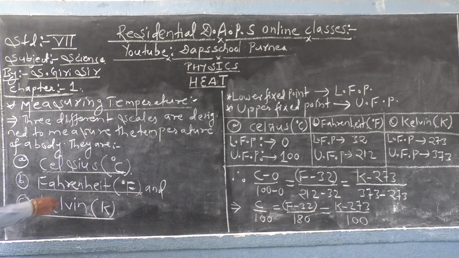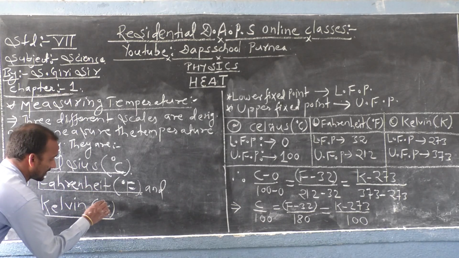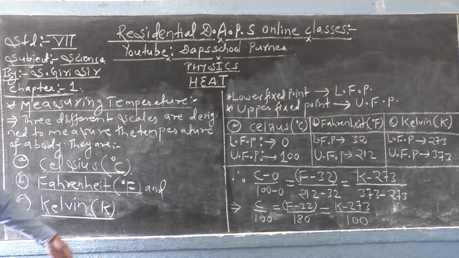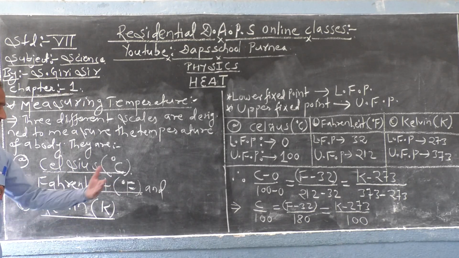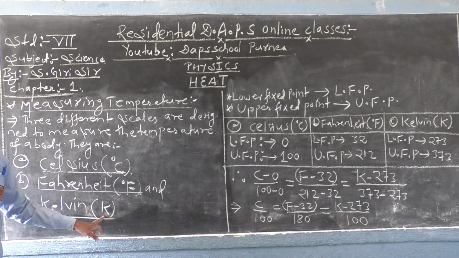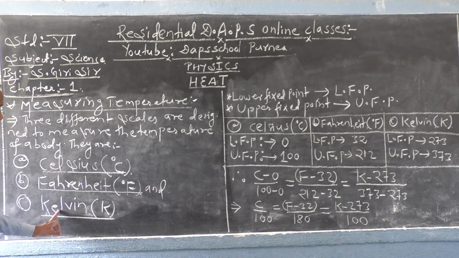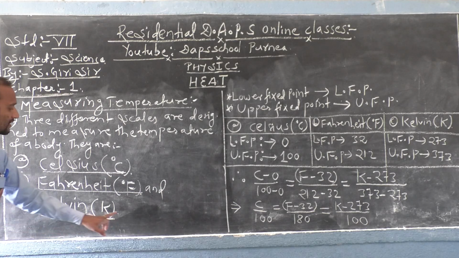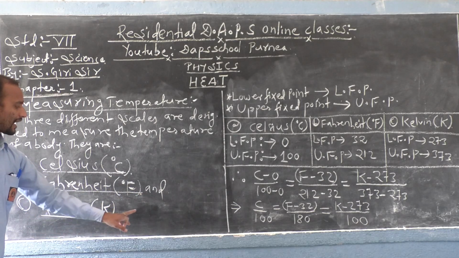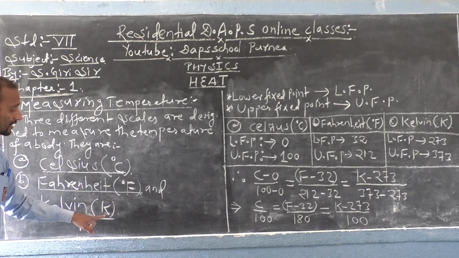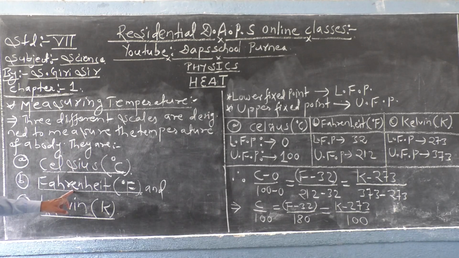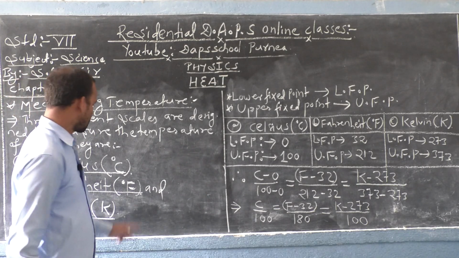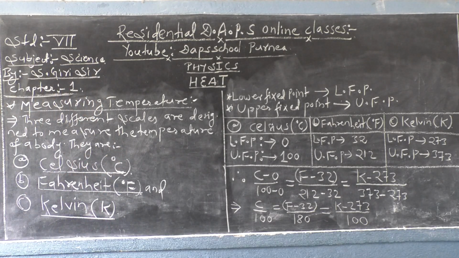But when you mention a temperature in the Kelvin scale, you have to write only capital K, like 273 K, 373 K, 200 K, and so on. When you measure any temperature in Kelvin, you write some value, and after that not degree K, but only capital K. Remember this. This is the trend of writing the Celsius, Fahrenheit and Kelvin scales. So dear students, these are the three scales designed to measure the temperature of a particular body.